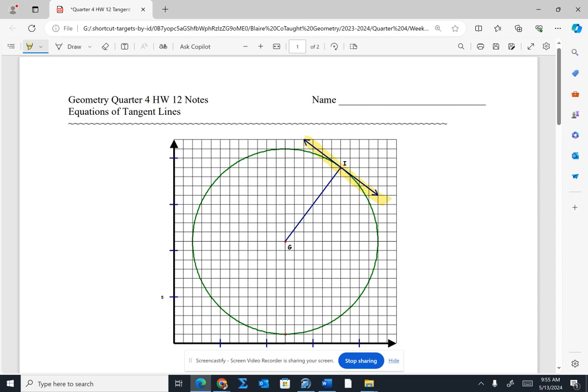So there's plenty of lines that might intersect with a circle more than once, but a tangent line intersects with a circle at just one point, which is called the point of tangency. In today's lesson, we're going to learn how to write equations for tangent lines.